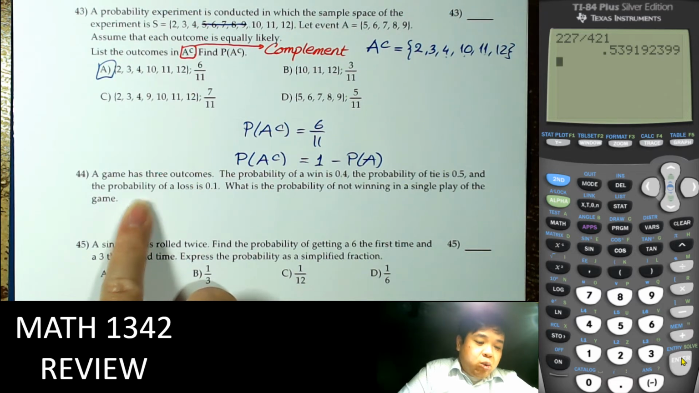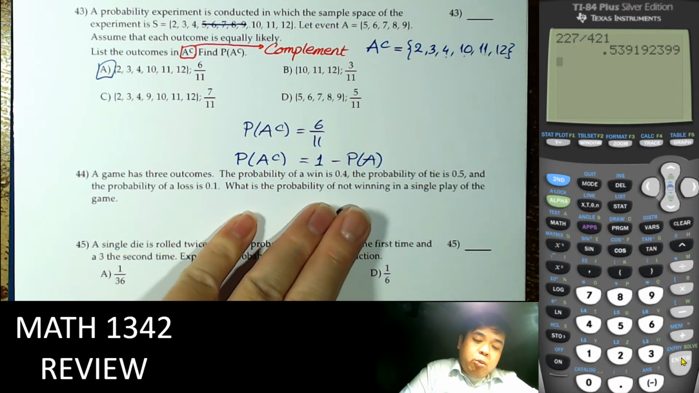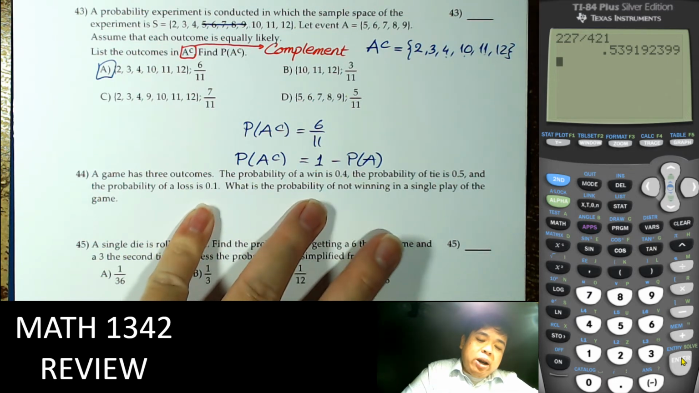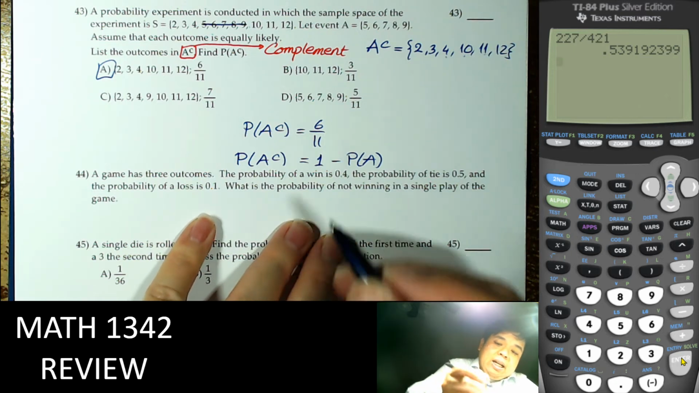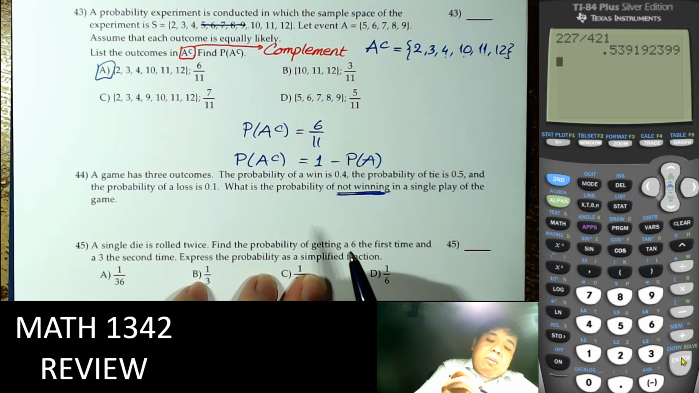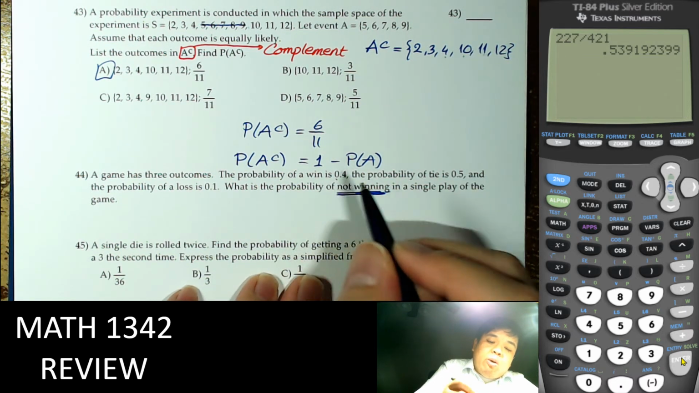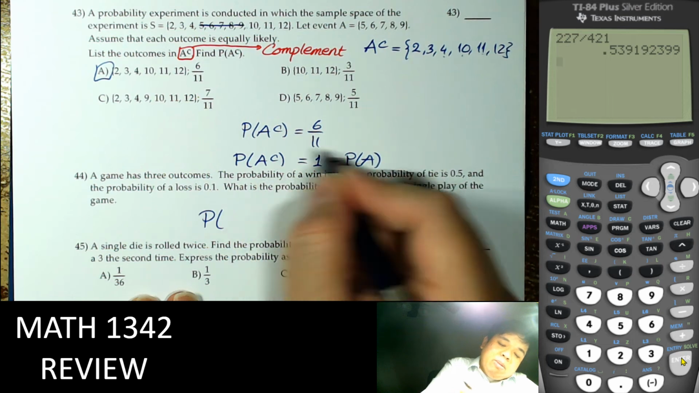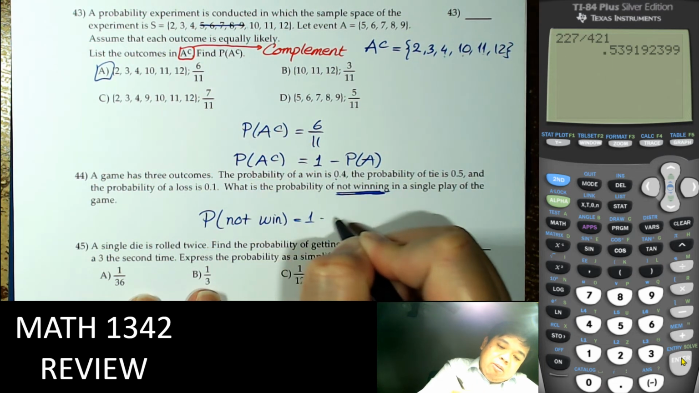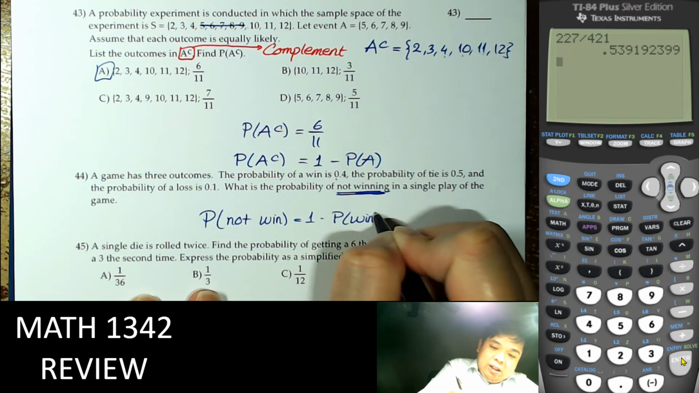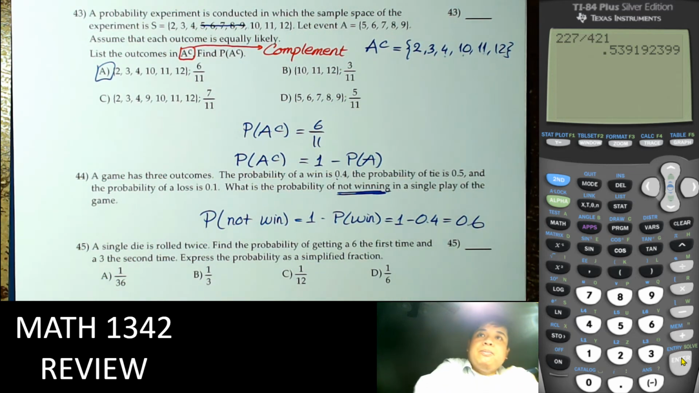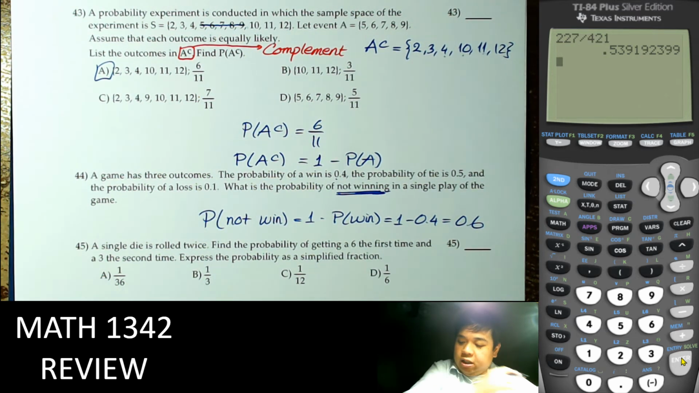A game has 3 outcomes. The probability of winning is 0.4, tie is 0.5, and loss is 0.1. What is the probability of not winning in a single play of the game? So not winning is the complement of winning. Win is 0.4. So we use the complement rule here. Probability of not winning is equal to 1 minus the probability of winning. 1 minus 0.4 is equal to 0.6. Right, so we just have that.